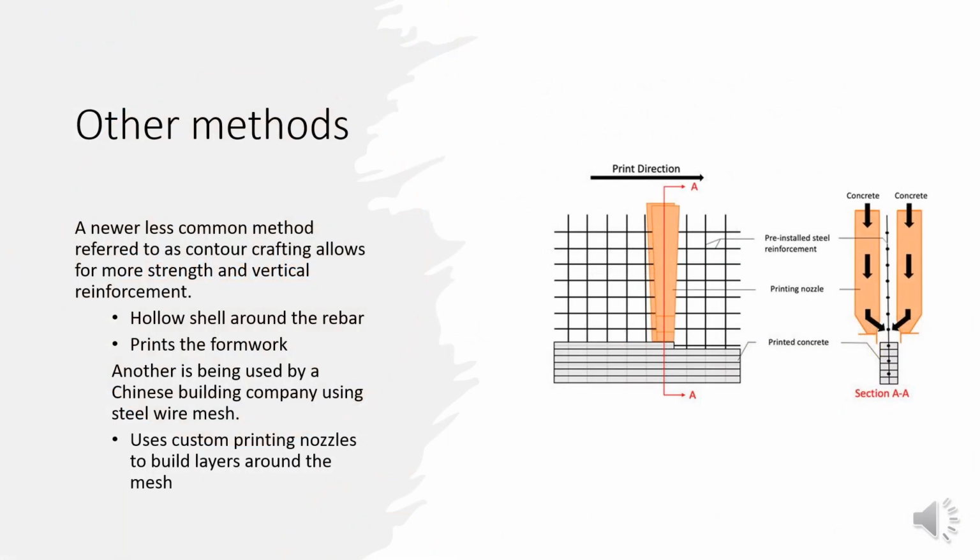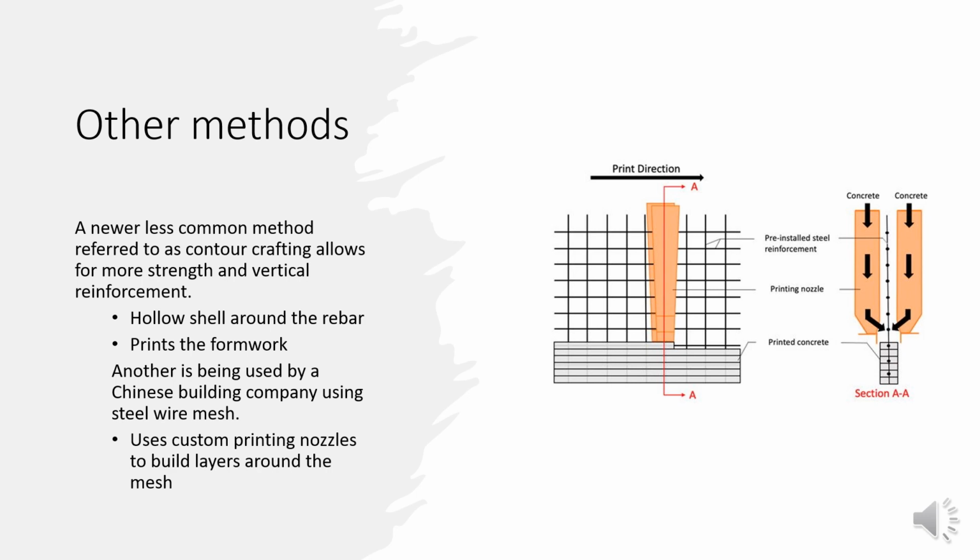And a newer, less common method referred to as contour crafting allows for more strength and vertical reinforcement. In this method, the gantry or robotic arm will build the layers in a hollow shell where vertical and horizontal rebar can be placed after it is built. This will act as a sort of formwork where then you can cast the concrete. I can see why this method isn't ideal due to the fact that cast in place using wood forms would be easier and quicker.